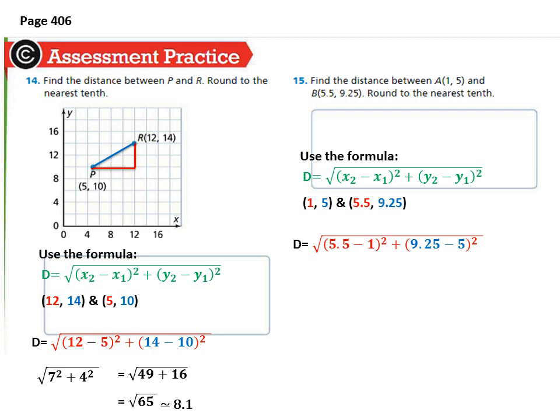Of course, we are using the positive square root because the distances are positive quantities. 5.5 minus 1 is 4.5 squared plus 9.25 minus 5 is 4.25 squared. Now, find the value of this expression. Using the calculator, it's about 6.2 because the question says round to the nearest tenth. So it's about 6 and 2/10.